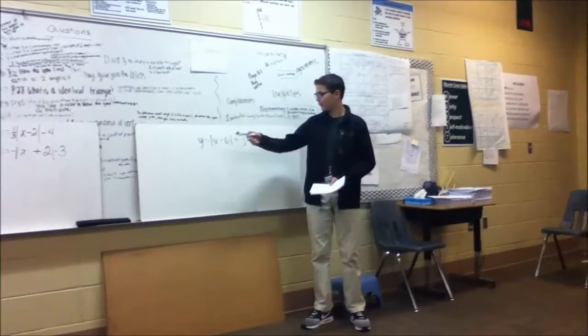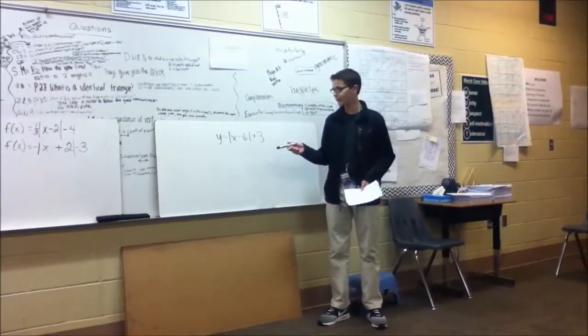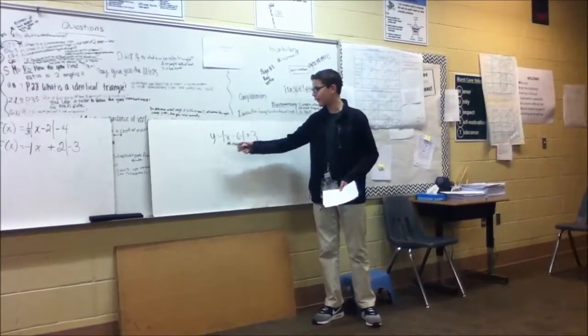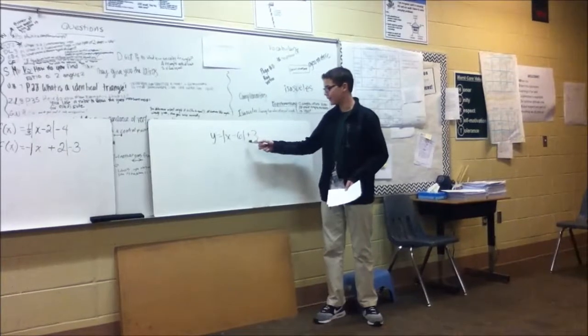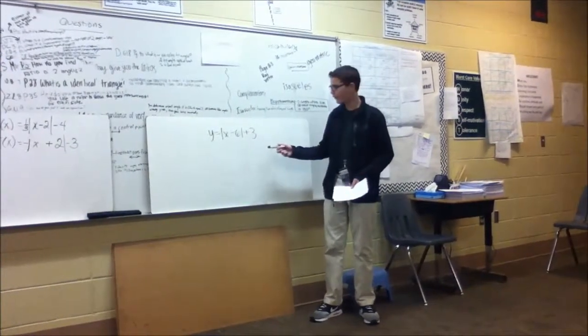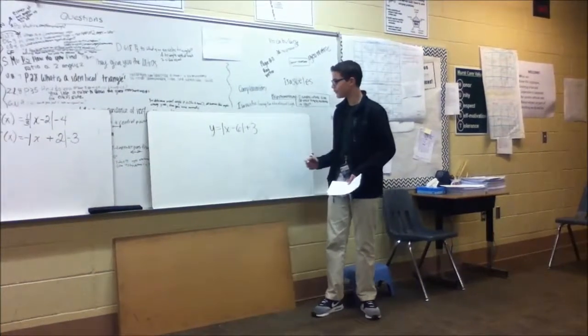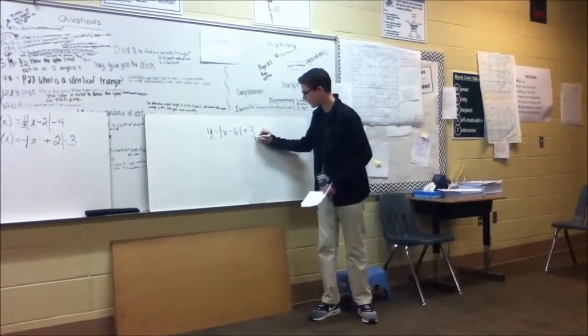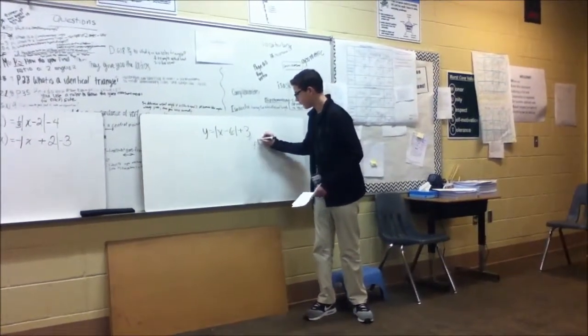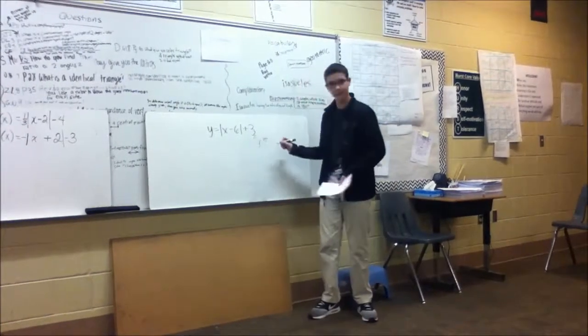So the function you see on the whiteboard here is an absolute value function, okay? So the function is y equals absolute value of x minus 6, plus 3. So how are we going to find the vertex of this function? So 3 right here would be the y-intercept, right, plus 3.